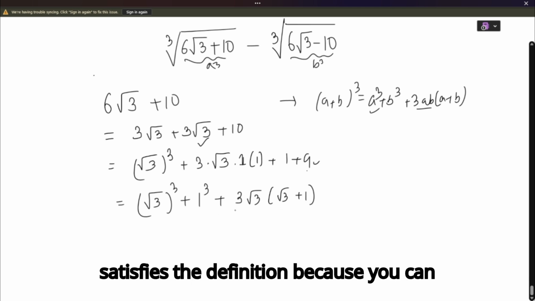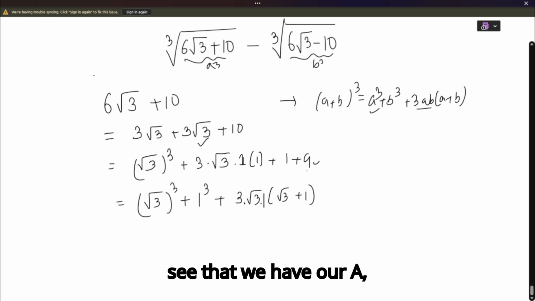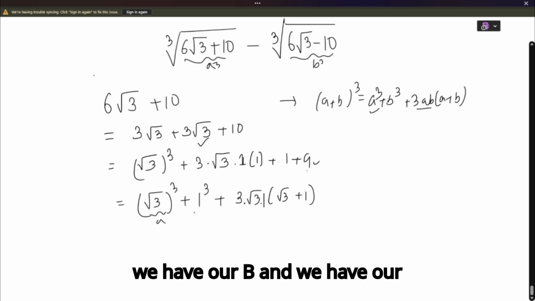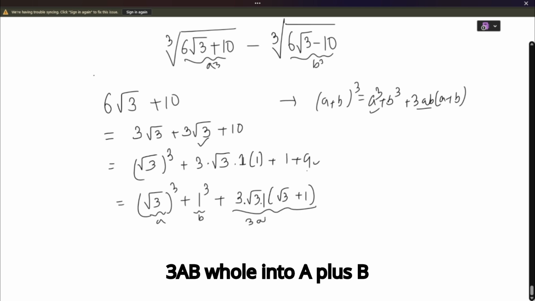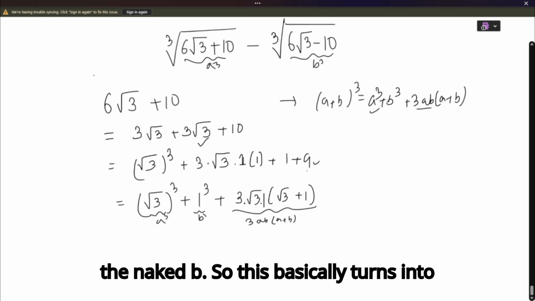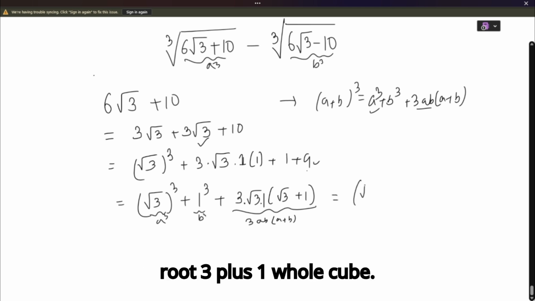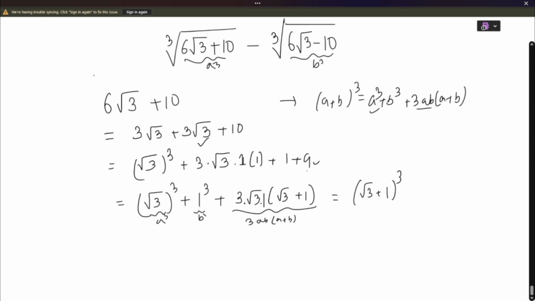And this basically satisfies the definition because you can see that we have our a, we have our b, and we have our 3ab whole into a plus b terms, right? So this basically turns into root 3 plus 1 whole cube.